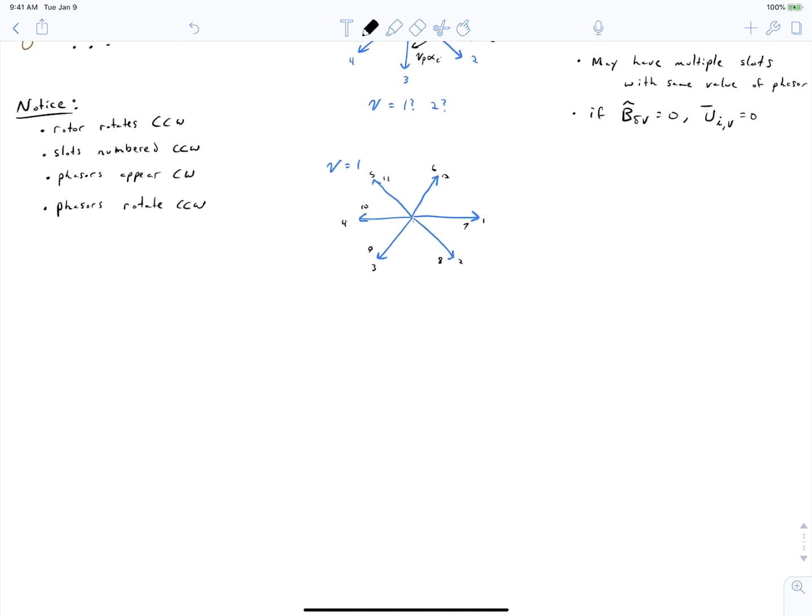Okay, so the separation between phasors of adjacent slots is denoted as alpha u, and that is called the slot angle.